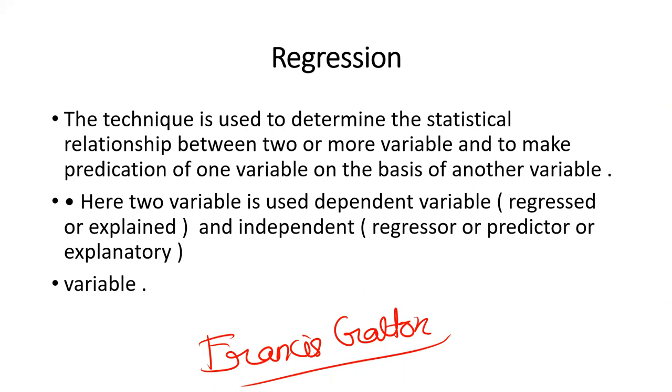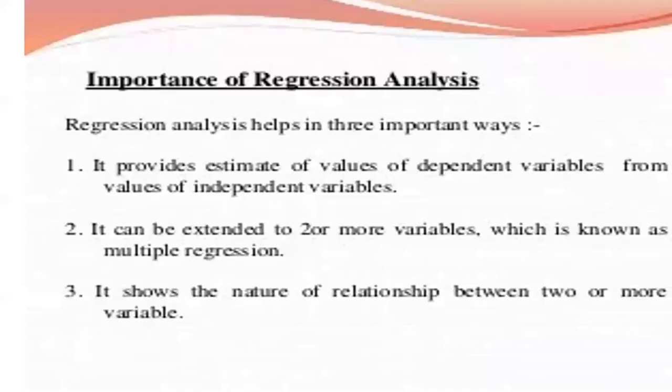Here in regression, we talk about only two basic things, that is cause and effect relationships and prediction. Here the value of one variable is predicted by using another variable. Two variables are used. The dependent variable is regressed or explained, and the independent is the regressor or predictor or explanatory variable. So this is the basic definition of regression. Remember this name, regression was given by Francis Galton.